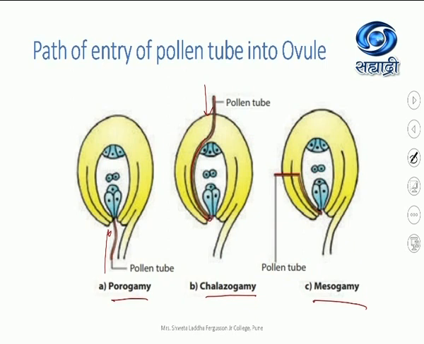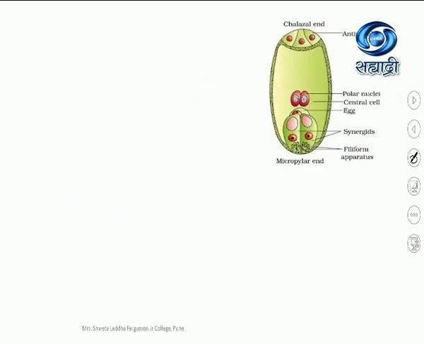Siphonogamy: the process of formation of a pollen tube, where the male gametes are transferred to the female gamete by forming a pollen tube, is called siphonogamy. If this pollen tube is entering from the micropyle, we call it porogamy. If the pollen tube is entering from the chalazal end, we call it chalazogamy. Whereas if the pollen tube is entering from the integuments, we call it mesogamy. All these 3 definitions are very, very important. 4 definitions are important.